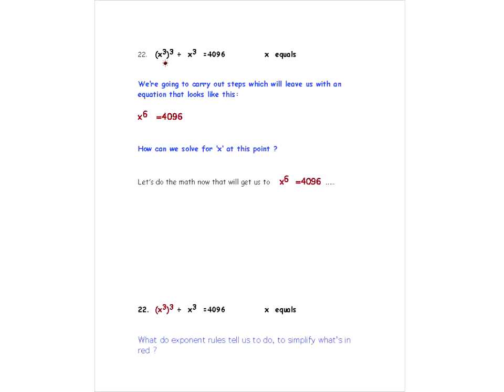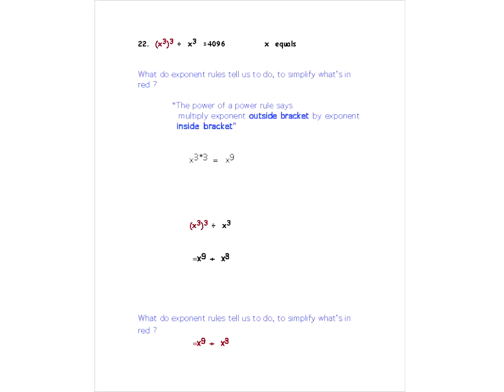But now I want to show you how we get from this stuff with the x's to this answer here. Okay, so how we do that is, first of all, with the stuff in red, I am asking, what do the exponent rules tell us to do to simplify what's in red? Well again, we multiply the exponent inside the bracket times the one outside, and that's 3 times 3 is 9. So now we're going to have x to the 9, and I know this might look like a plus, but it's supposed to be divided by x to the 3.